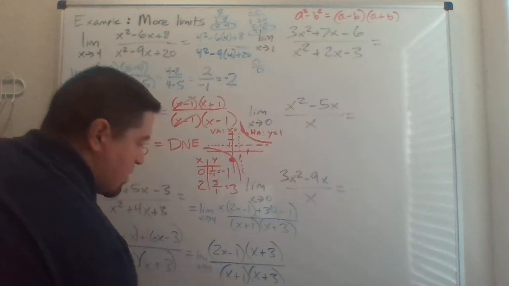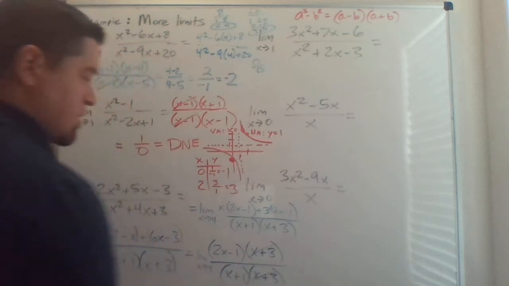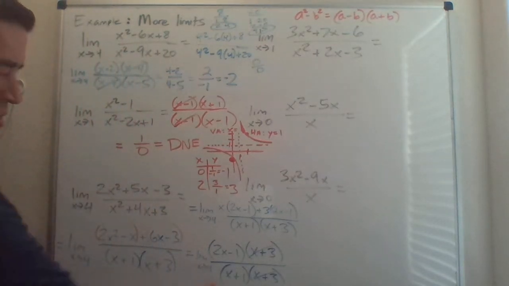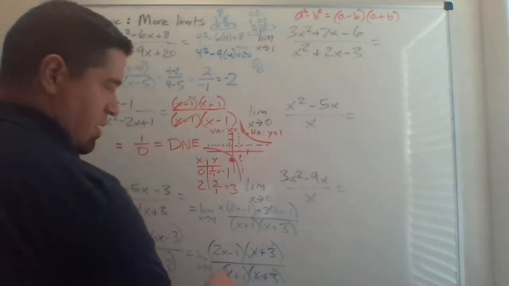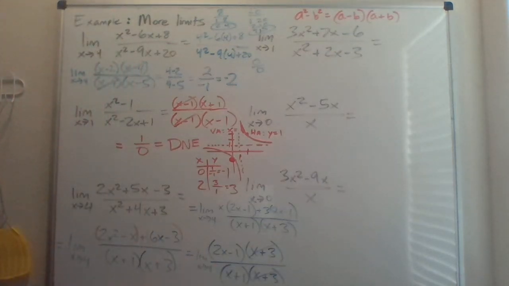Now you'll notice something here. X plus 3 cancels out with x plus 3. After we factor it, now we can just plug in 4. And again, why couldn't we just plug in 4? And this might have been an exercise more. Yeah, we could have plugged in 4. We got the same answer.